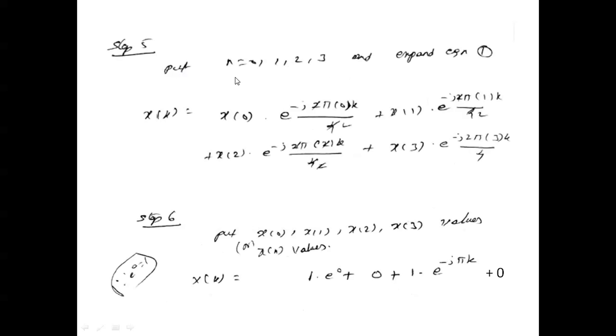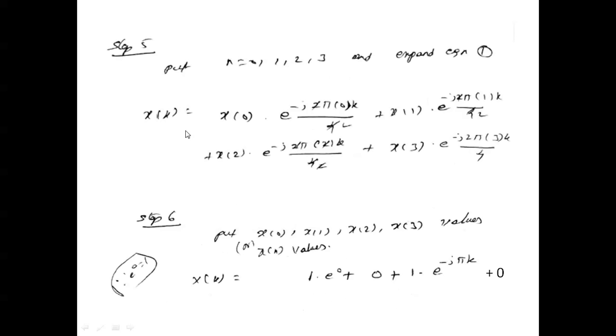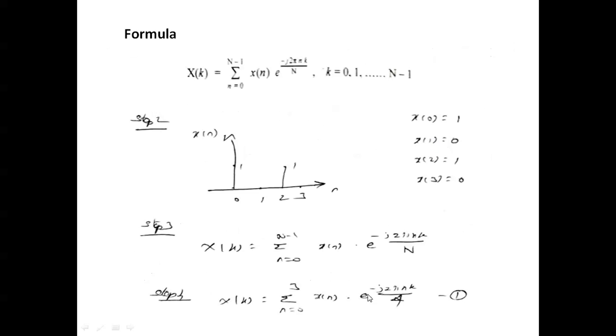First we have to put the n value, n equal to 0, 1, 2, 3, and expand the equation, equation number 1. So X of k is equal to x of 0 e power minus j 2 pi. Just put the n value in this equation and expand it for 0 to 3.